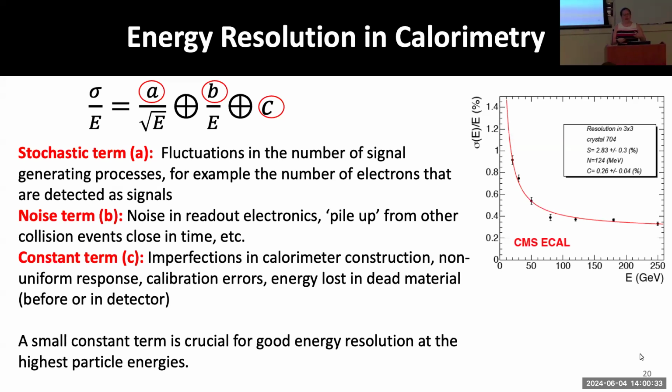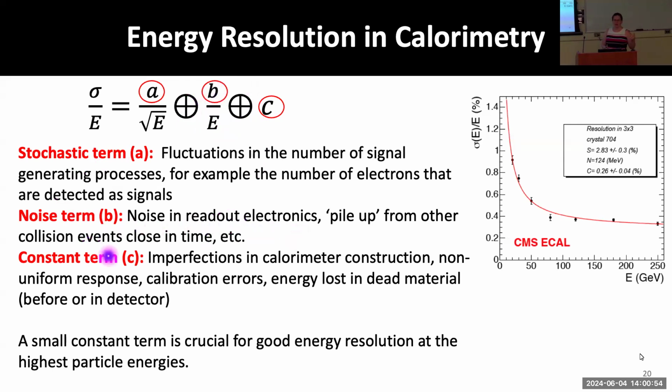There's also an issue from pileup. We discussed pileup a little bit yesterday, but this is if you have more than one collision at the same time, you might have something else that goes through the calorimeter from the other collision. So things like electronics noise you can try to reduce. Other things you might not be able to. That all goes to this B term. And then the last term is this constant term.